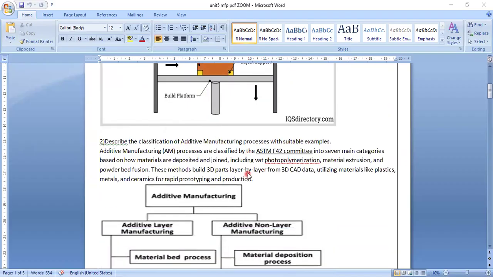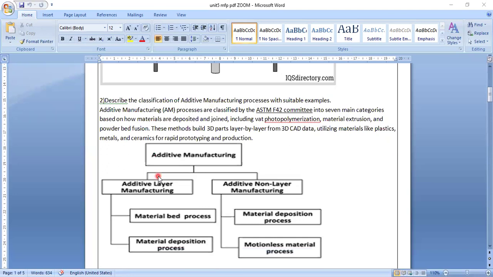Now, coming to the second question: describe the classification, with a suitable diagram. Here you can see the classification. It is additive manufacturing, which means 3D printing, and it is divided into additive layer manufacturing and non-layer manufacturing. So without layers also you can do it, and with layers you can do it.